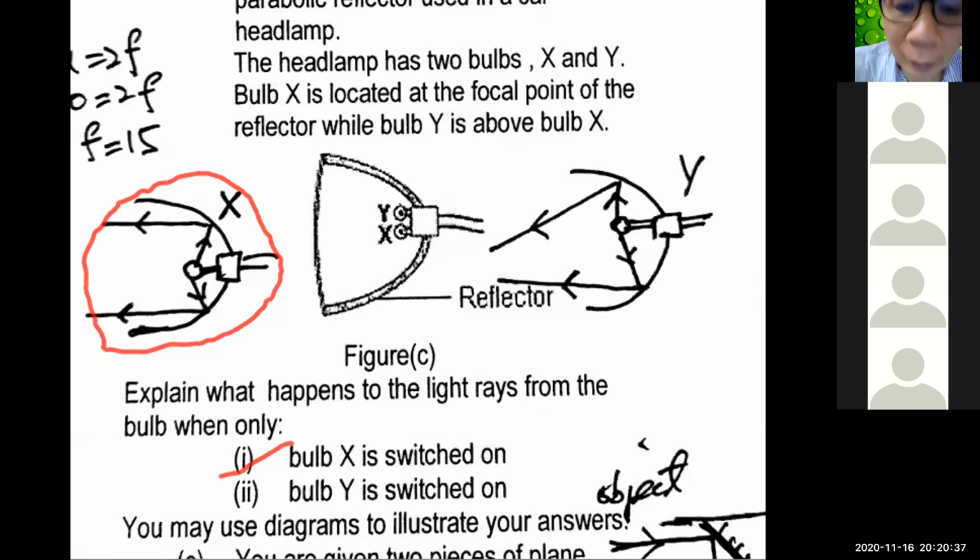Okay, finish the diagram. Okay, come, write the answer. The answer for part one, you write like this. When bulb X is switched on, the light is reflected by the reflector horizontally. Write the answer. Later, I ask you to read out. When bulb X is switched on, the light reflected by the reflector horizontally, comma, light travel longer distance.